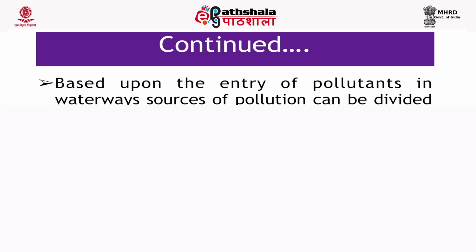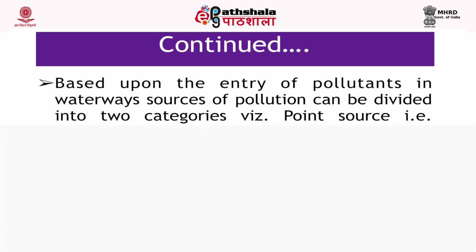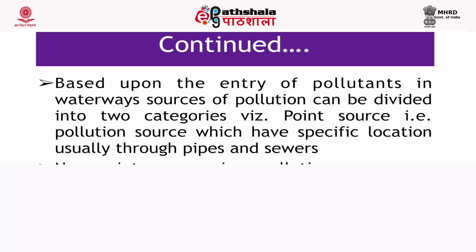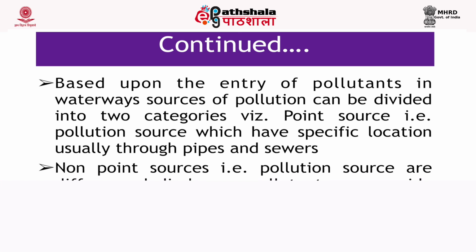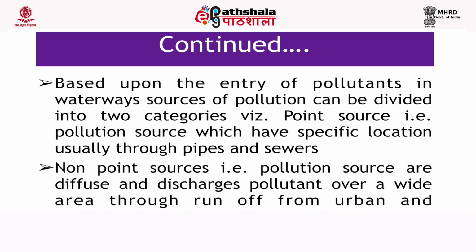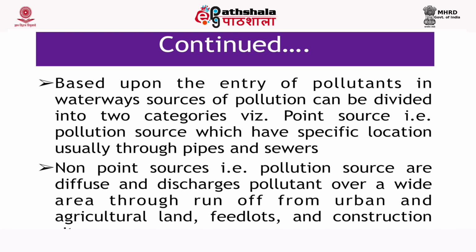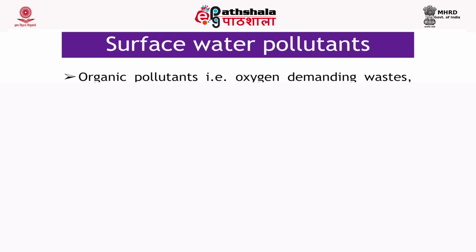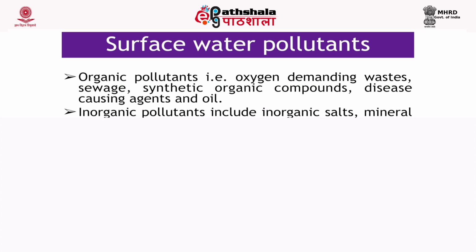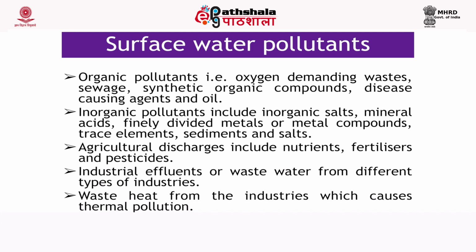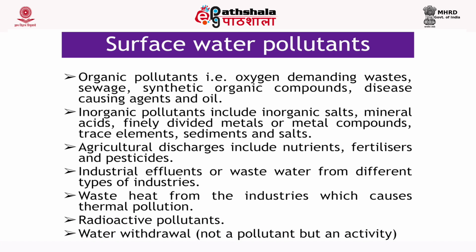Based upon the entry of pollutants in waterways, sources of water pollution can be divided into two categories: point sources, pollution sources which have a specific location, usually through pipes and sewers, and non-point sources. Non-point pollution sources are diffuse and discharge pollutants over a wide area through runoff from urban and agricultural land, feedlots and construction sites. Surface water pollution has various categories: organic pollutants, inorganic pollutants, agricultural discharge, industrial effluents, waste heat from the industries, radioactive pollutants and water withdrawal. In the next slides we will discuss them in detail.